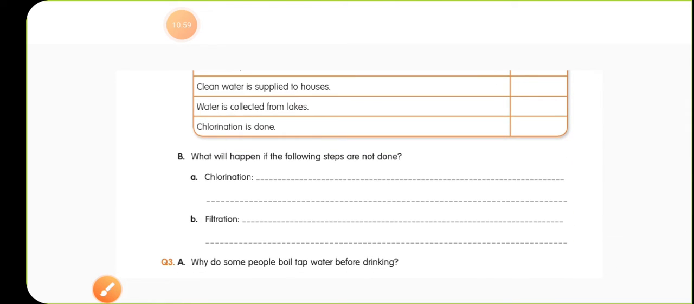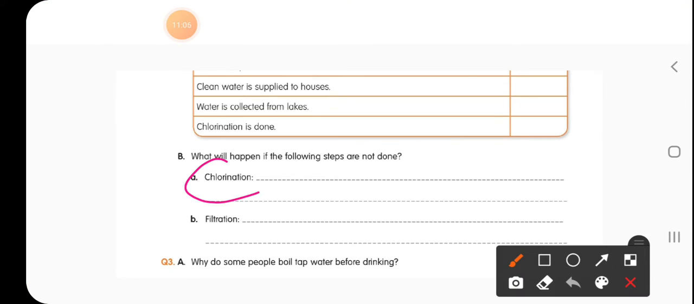Okay. Now let us see the next question. What will happen if the following steps are not done? Like if chlorination is not done, what will happen? If chlorination is not done, the germs present in the water will not die, and such unpurified water with impurities and germs is sent into houses, and if you are drinking such water, it will cause infections to us.